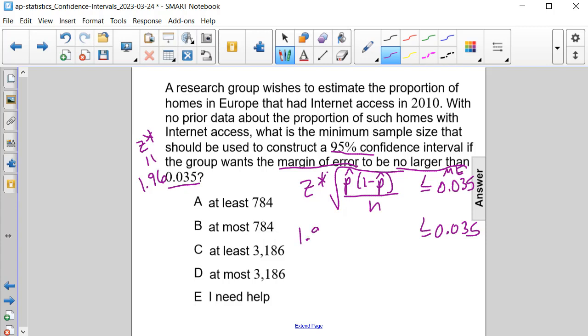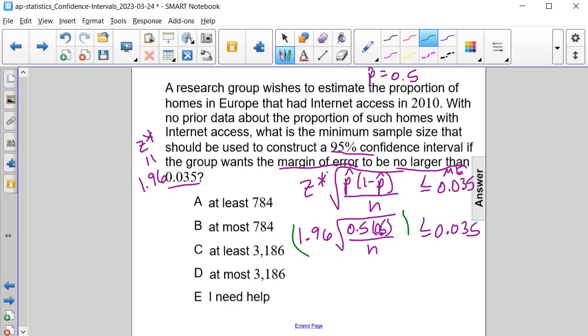We have 1.96, but we don't know from information given in the question what our sample proportion or p hat will be. So the effective guess for p hat in this case, when it's not provided, is 5/10, which is equivalent to 50%. So we have the square root of 5/10 times 1 minus 5/10, which is going to give me 5/10 again, all divided by n.